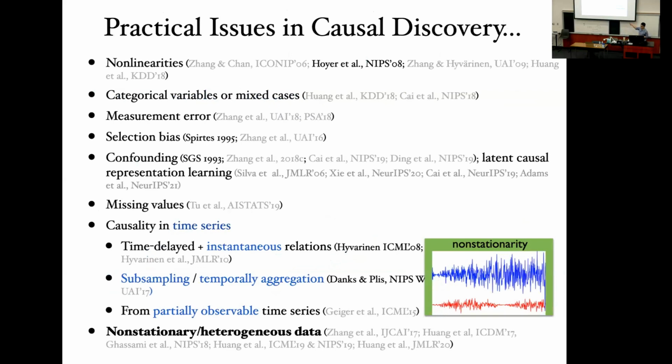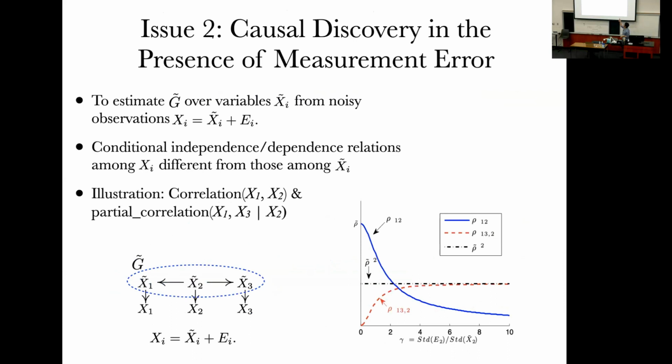Okay, you looked at this picture before. Now let's look at measurement error. First of all, measurement error is almost everywhere, right? In gene expression data, you have measurement error almost everywhere. So this is the original causal process. G tilde is the true one. It's hidden. Before we measure it, it's there.